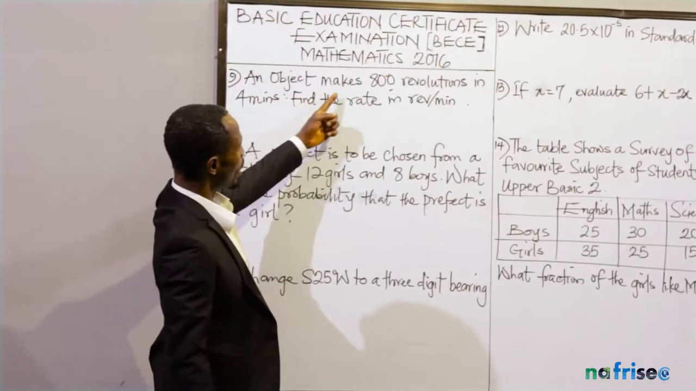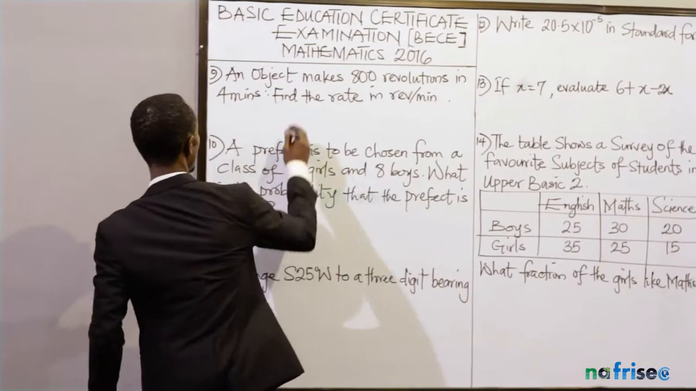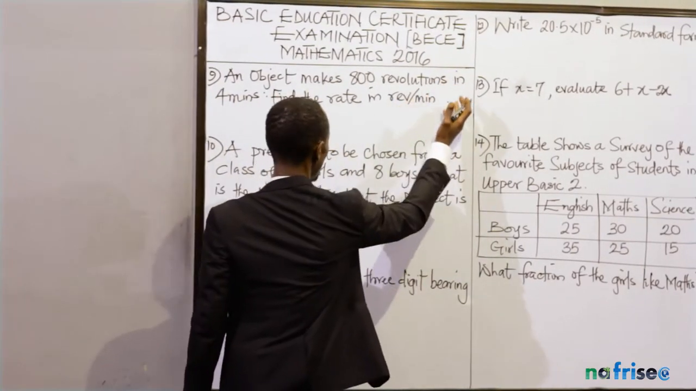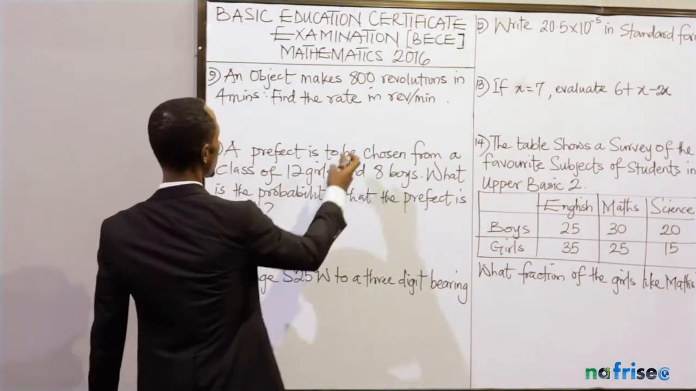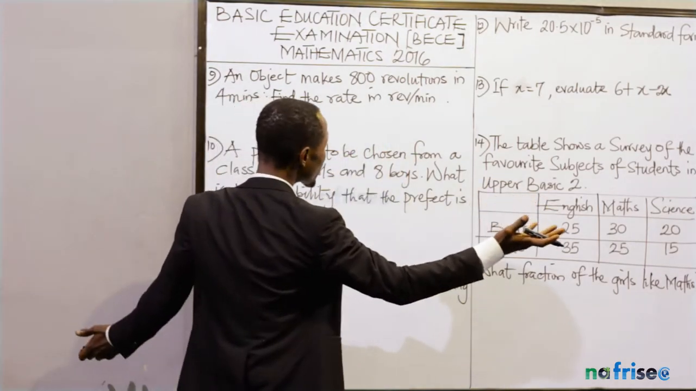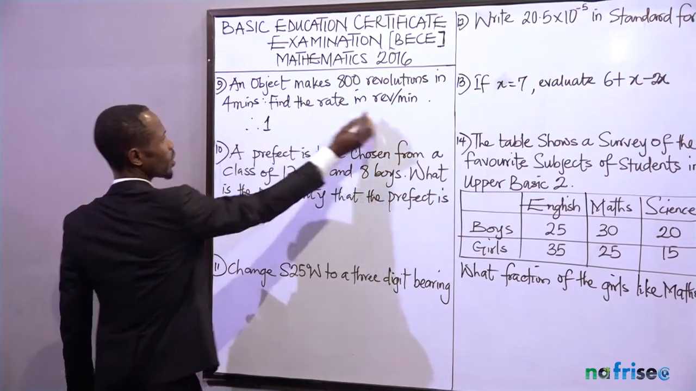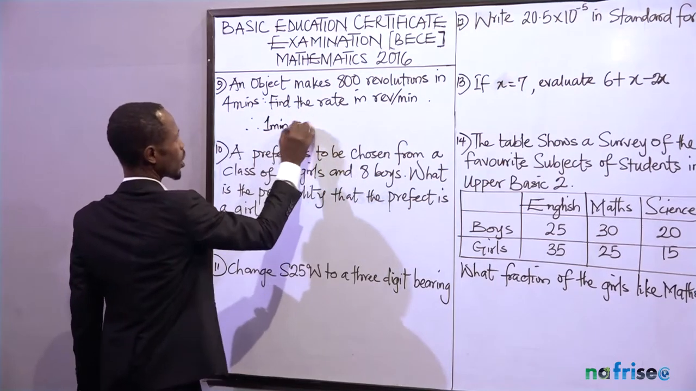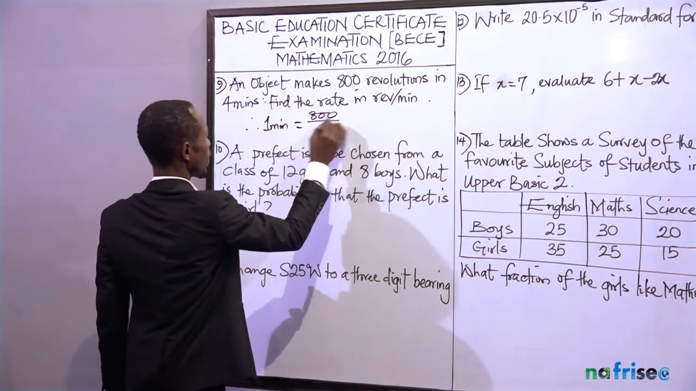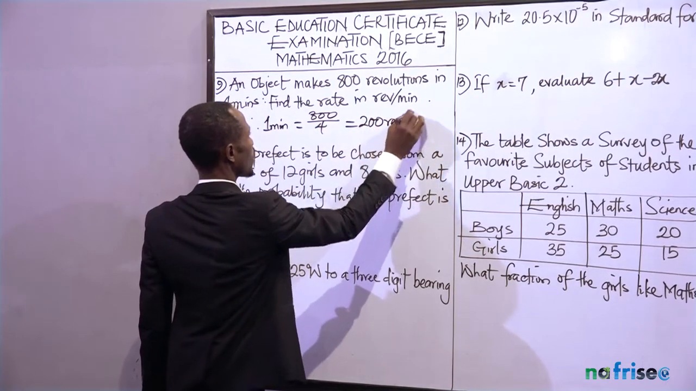Number 9. An object makes 800 revolutions in 4 minutes. Find the rate in revolutions per minute. This is too simple again, just one of those simple ones I was talking about. They said 800 revolutions in 4 minutes. Then let's just say 1 minute revolution per minute will become 800 divided by 4, and that should give us 200 revolutions per minute.